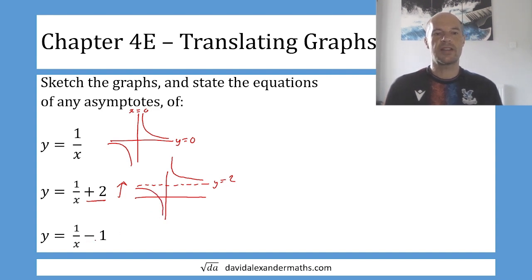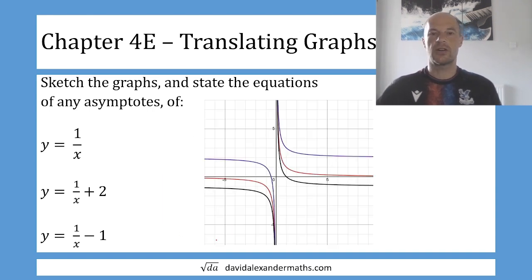Y equals 1 over x minus 1, so here we're moving the graph down 1. So first of all, do the asymptote at y equals negative 1, and now we can draw in the curve of the reciprocal graph like so.